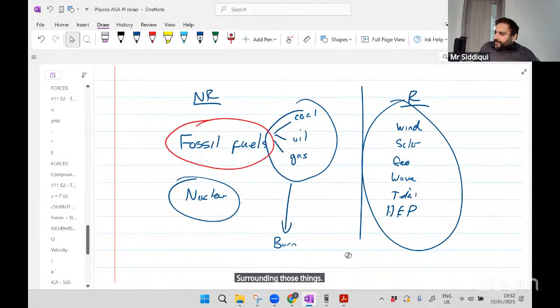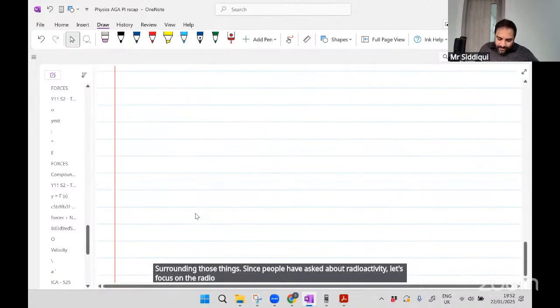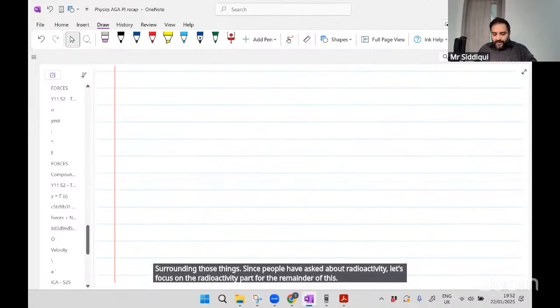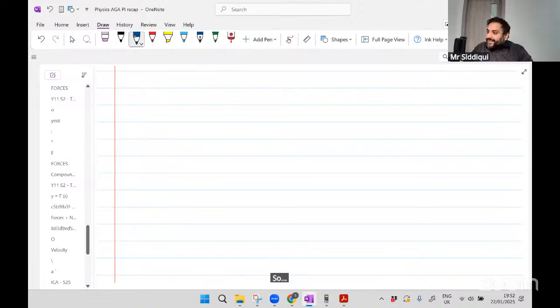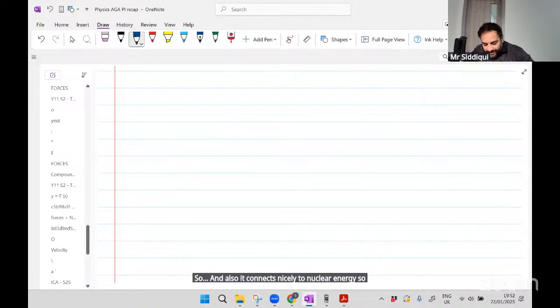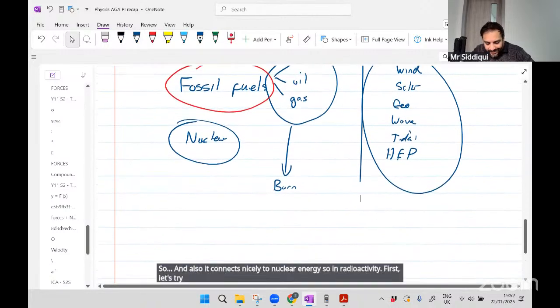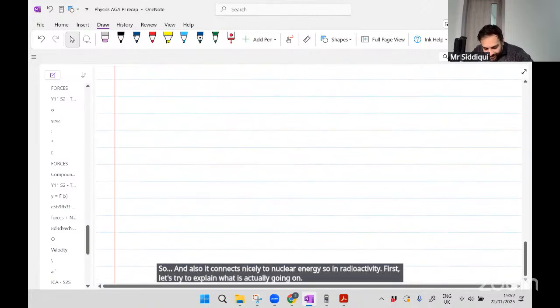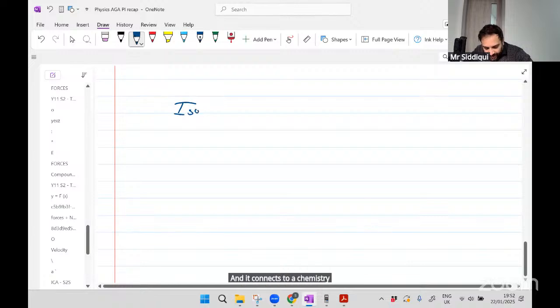Since people have asked about radioactivity, let's focus on the radioactivity part for the remainder of this. It also connects nicely to nuclear energy. In radioactivity, first let's try to explain what is actually going on. And it connects to a chemistry topic called isotopes.